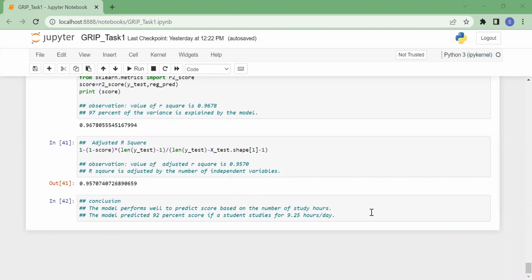The model predicted a 92% score if the student studies for 9.25 hours per day.